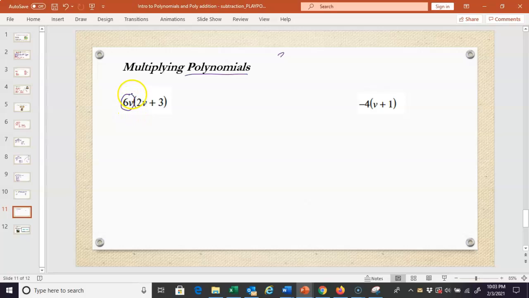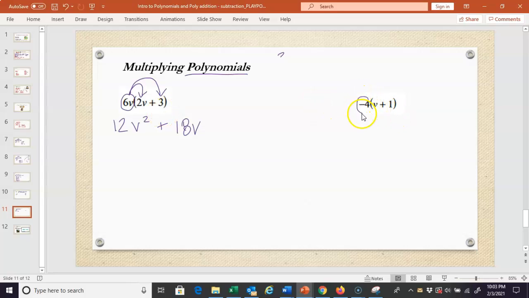So we're going to do the same thing. We're going to distribute. So 6v times 2v. 6 times 2 is 12. V times v is v squared. Plus, we have to do it to everything, 6v times 3. 6 times 3 is 18. And then you just have the v, right? Because there's no v with the 3.